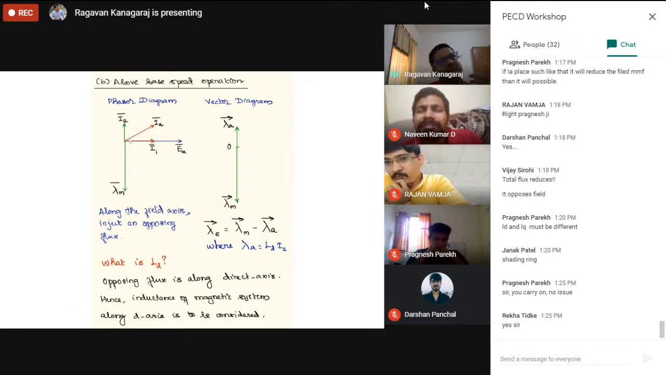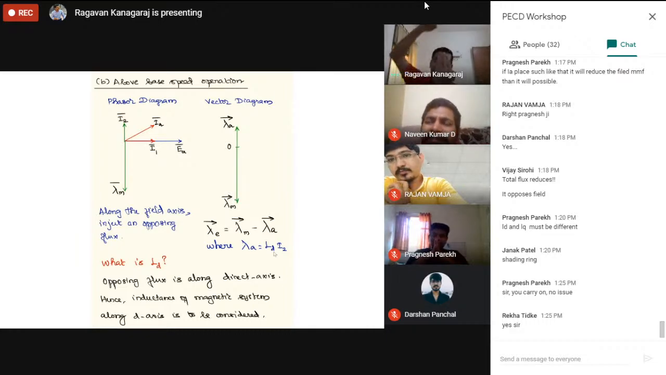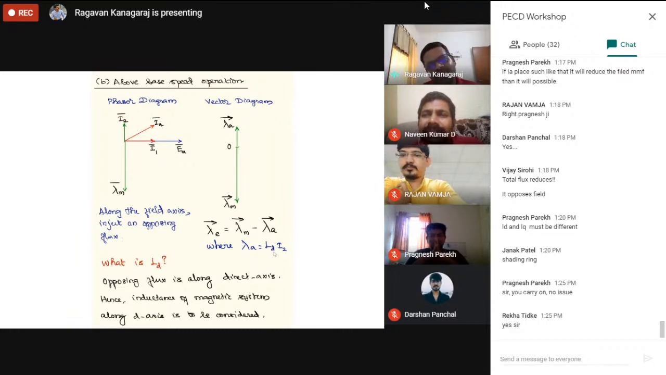The connection between lambda A and I2 is that lambda A is Ld times I2. Actually, inductance multiplied by current is the flux linkage. That inductance is called the direct axis inductance. Since when I rotate the rotor the inductance is going to be different at different positions over 360 degrees, we are not worried about all that inductance. When the magnet flux is coming straight like this, along that axis, what is the inductance? That inductance we are very particular about. That is called the direct axis inductance. We want a higher value of direct axis inductance.